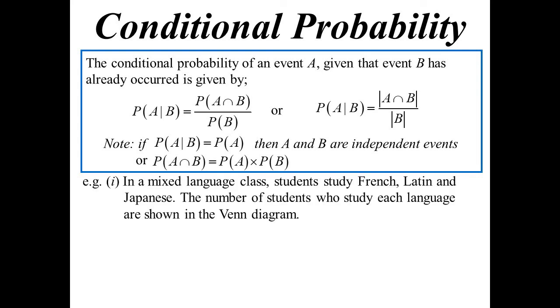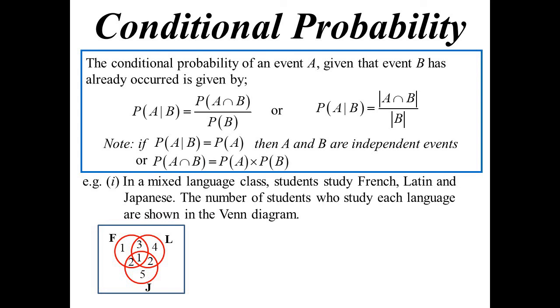Right, so we've got a mixed language class. Students are studying French, Latin and Japanese. Oh, sounds like our Year 7s. The number of students who study each language, we have our Venn diagram there for that.